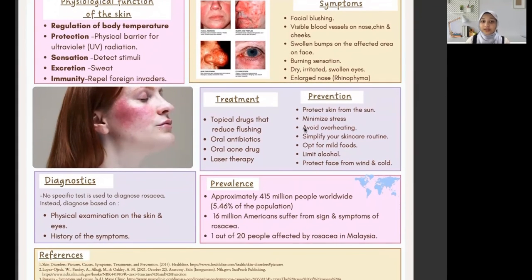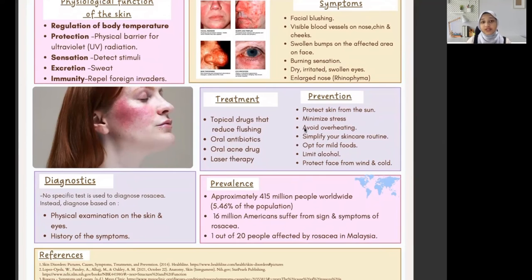Next, what is the treatment for rosacea? Treatment for rosacea includes topical drugs that can reduce flushing, and doctors can give you oral antibiotics, oral acne drugs, and also laser therapy to help reduce the redness on your face.